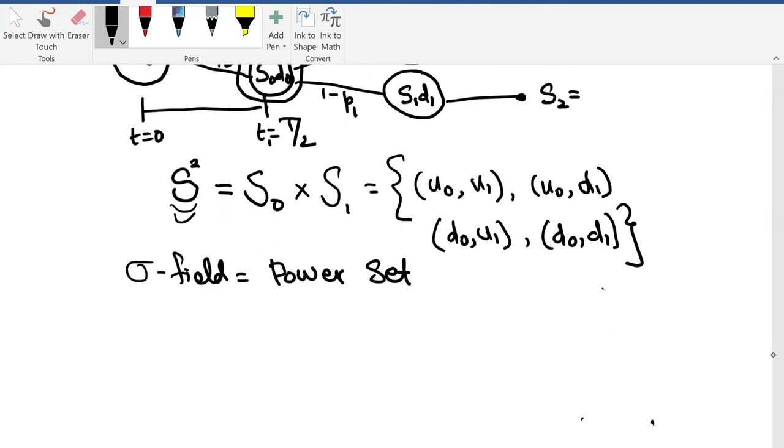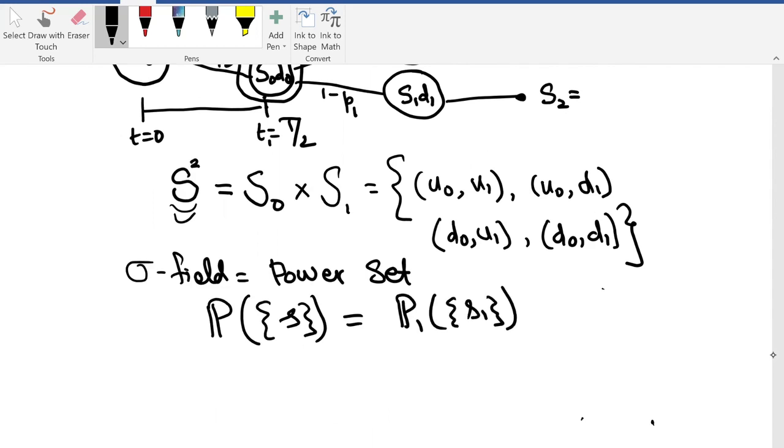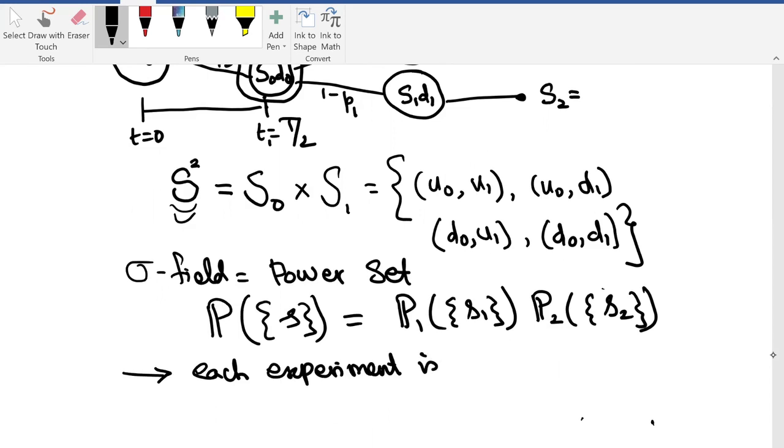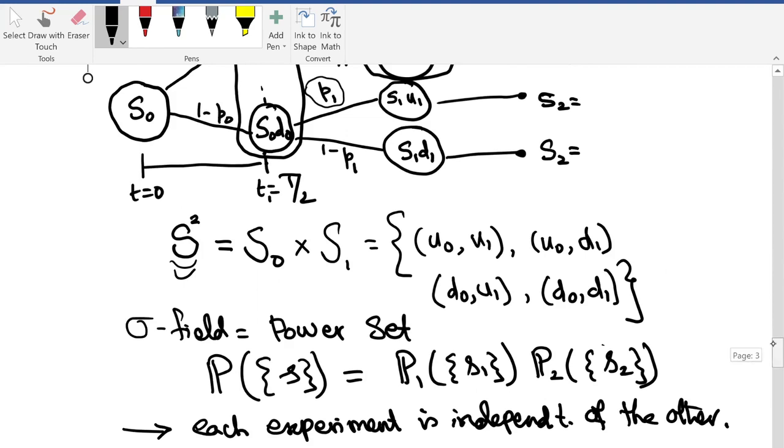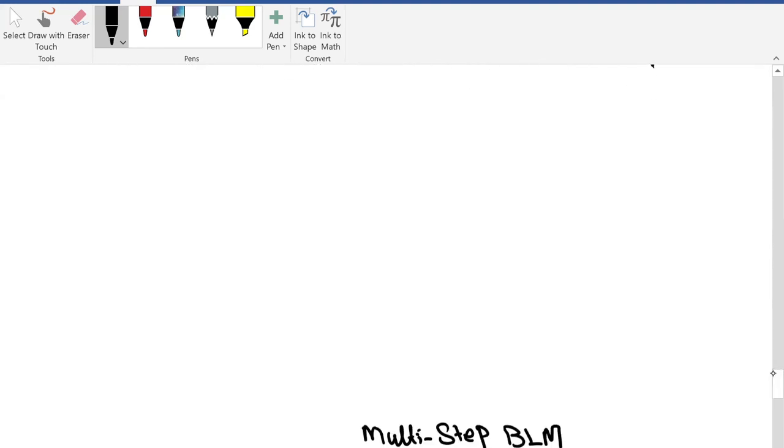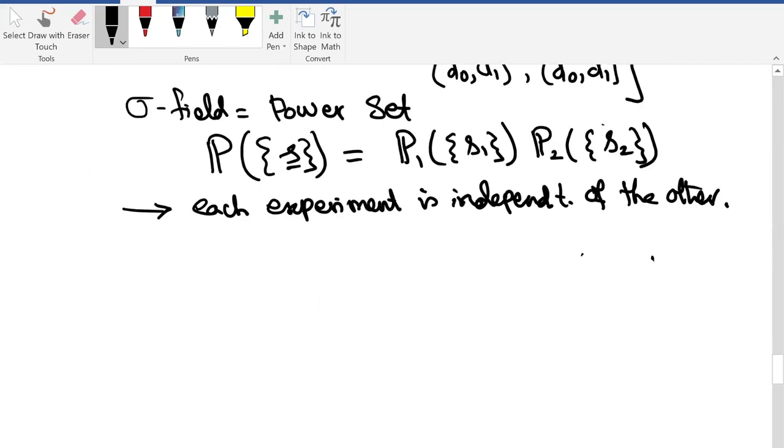Now, what is the probability measure defined on this? Generally, on the product space, if you recall, we defined the probability as P1 of S1 times P2 of S2. Okay, so when you write this, there is an important point that you have to keep in mind, that each experiment is independent of the other. This may not be true in practice, but theoretically we have to take this assumption, otherwise we cannot build the probability space.